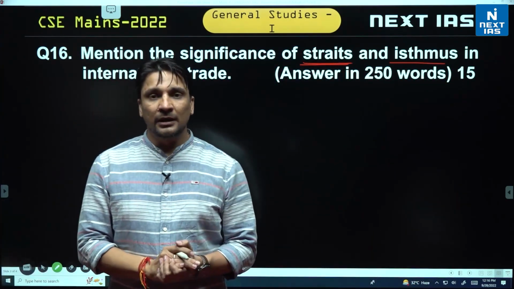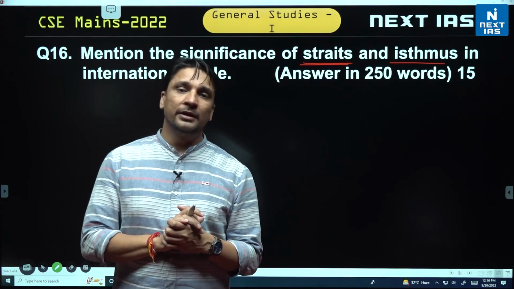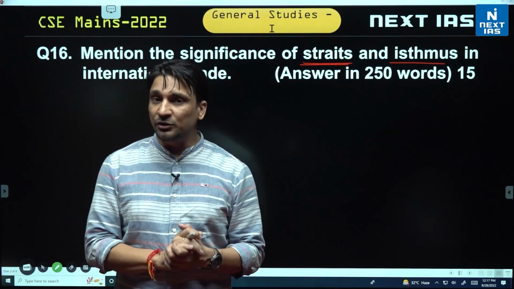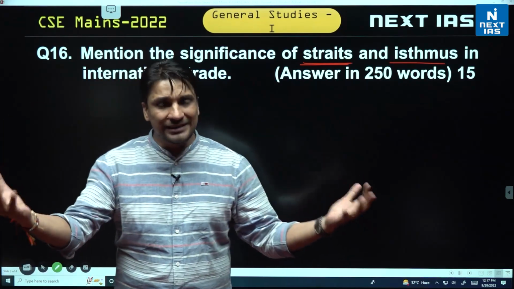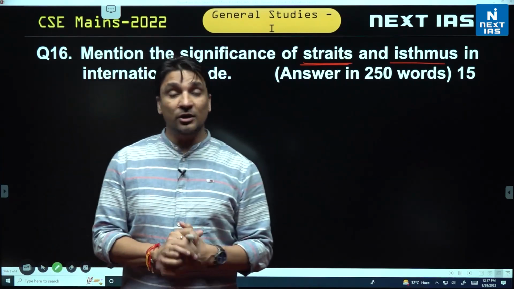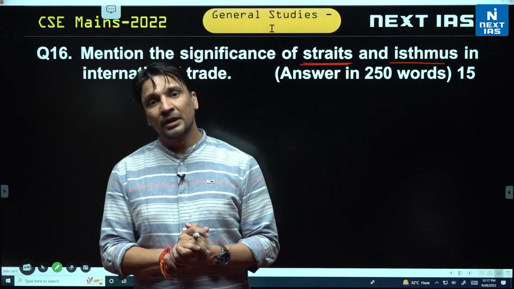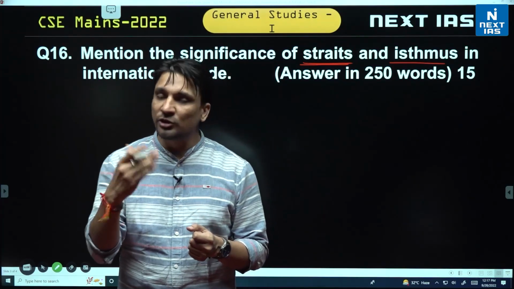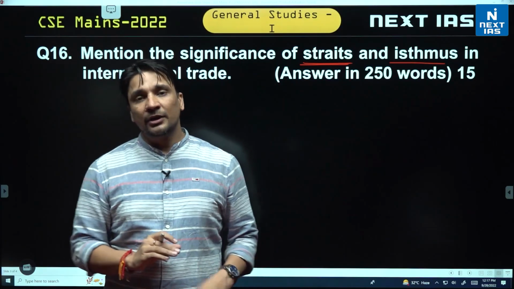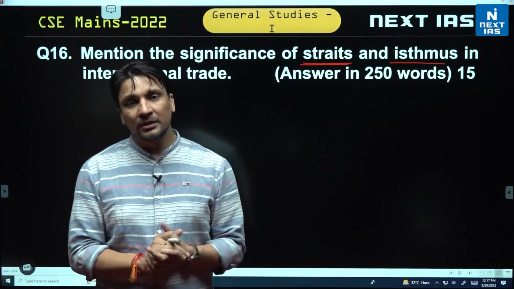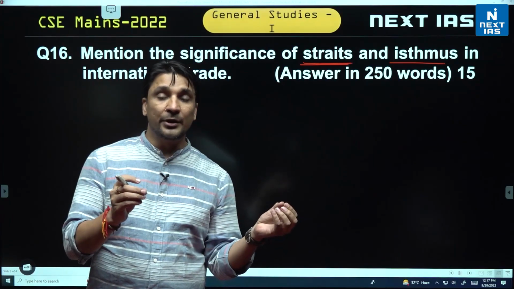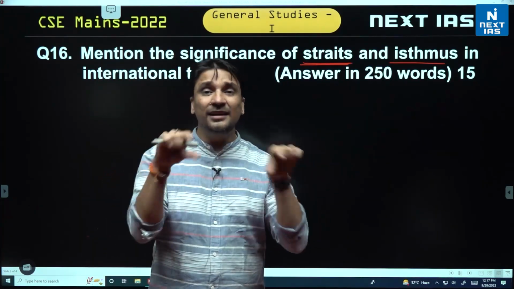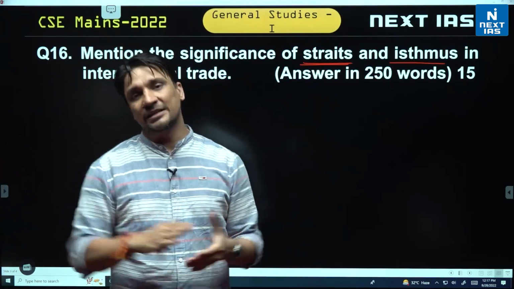So a strait is a naturally created navigable waterway which joins two large bodies of water like oceans or seas. Correct? For example, Strait of Malacca. Strait of Malacca joins the eastern part of Indian Ocean, that is Andaman Sea, with the western part of Pacific, that is South China Sea. Similarly, there is the Strait of Gibraltar that connects Atlantic Ocean with the Mediterranean Sea. So there are so many straits. They are basically the connecting link between two oceans or seas.